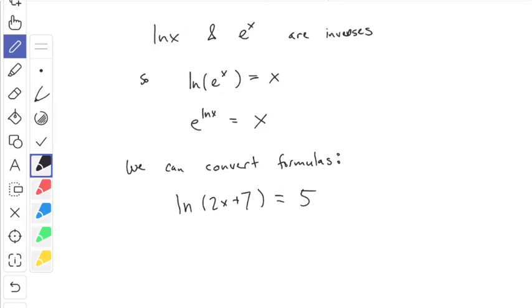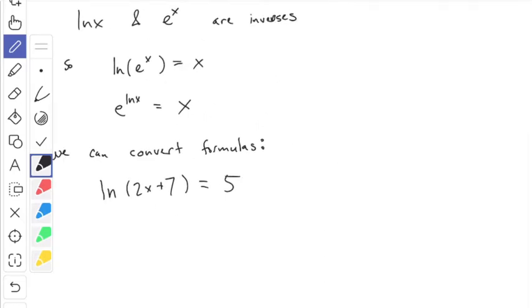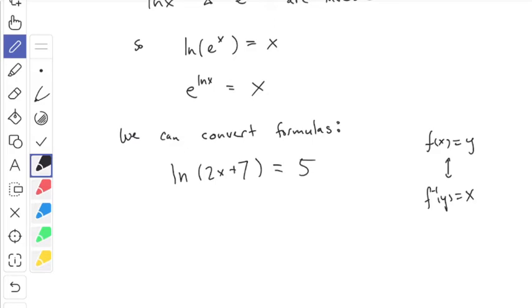This is just like when you write an ordinary function and its inverse. If I said f of x equals y, this is the same as saying f inverse of y equals x, right? And since the ln is the inverse of the e, you can do the same thing for this. Whenever you have a formula which has ln in it, this can be written equivalently. You rearrange everything. So the log is the inverse of the e. Use this as your model.